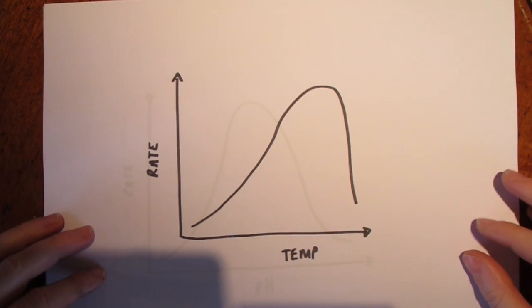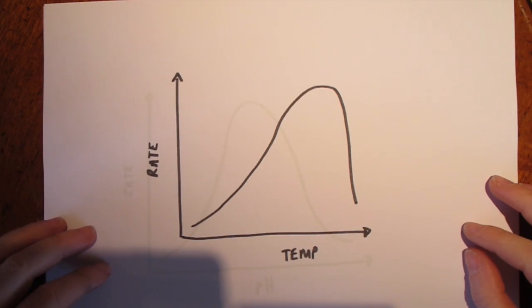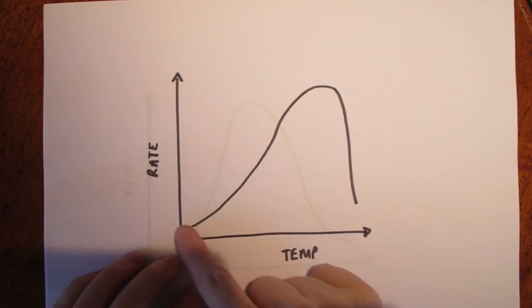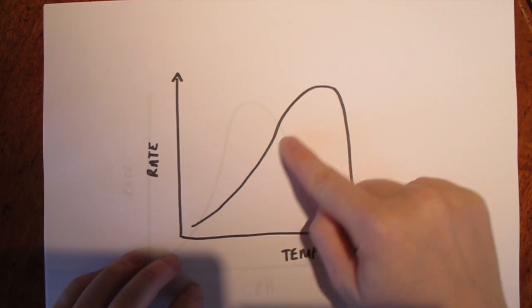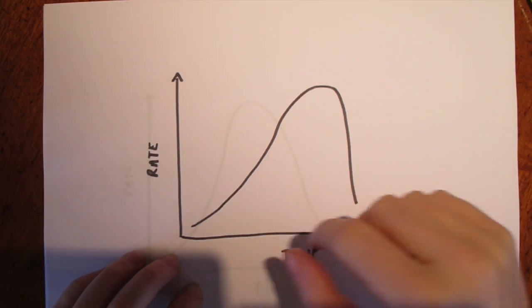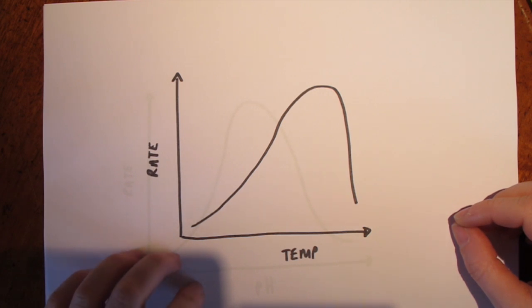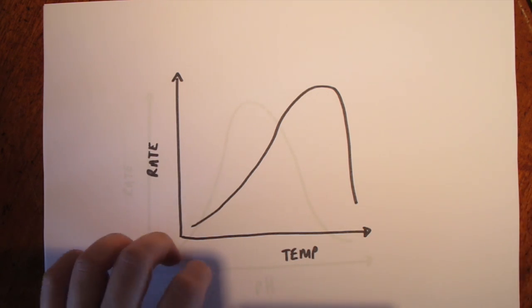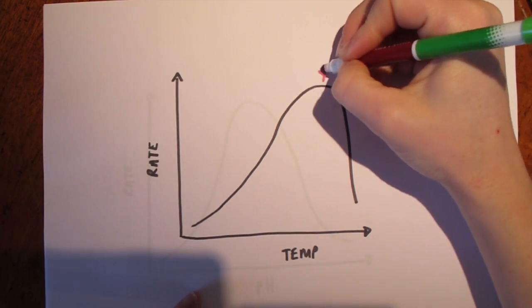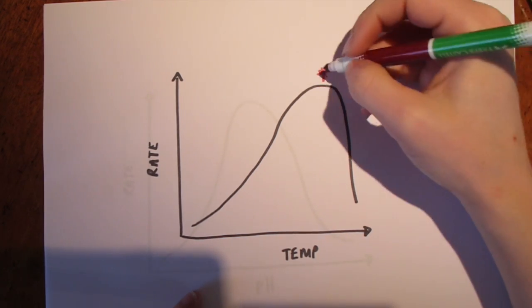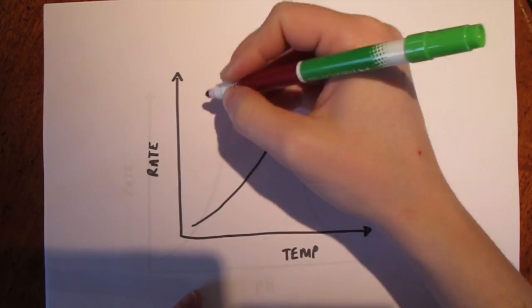Enzymes can be affected by a variety of different factors. If we start with temperature, initially, as you increase the temperature, the rate of an enzyme-controlled reaction will increase. This is because the enzyme and the substrate will have more energy and consequently will be moving faster and making more collisions.